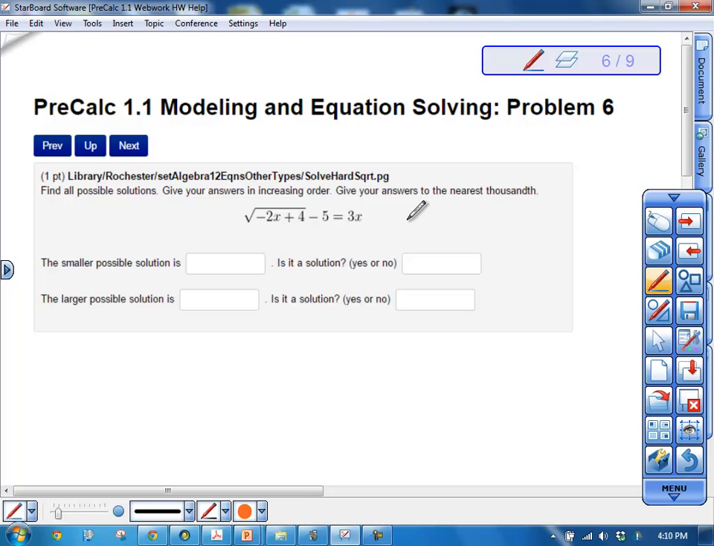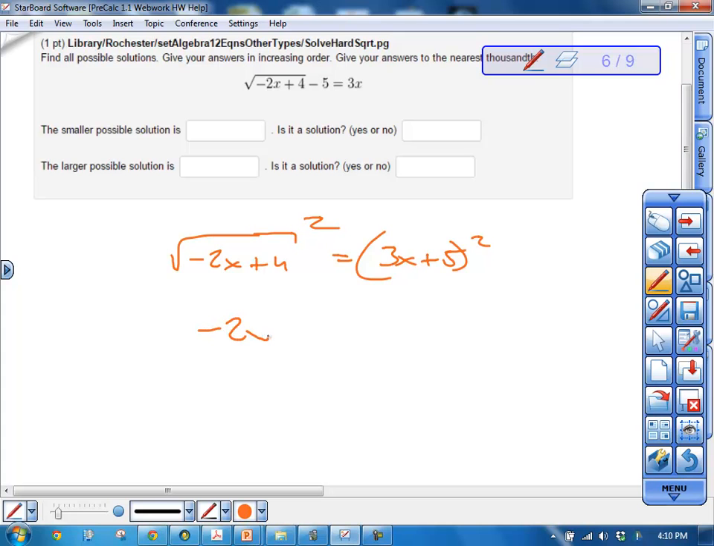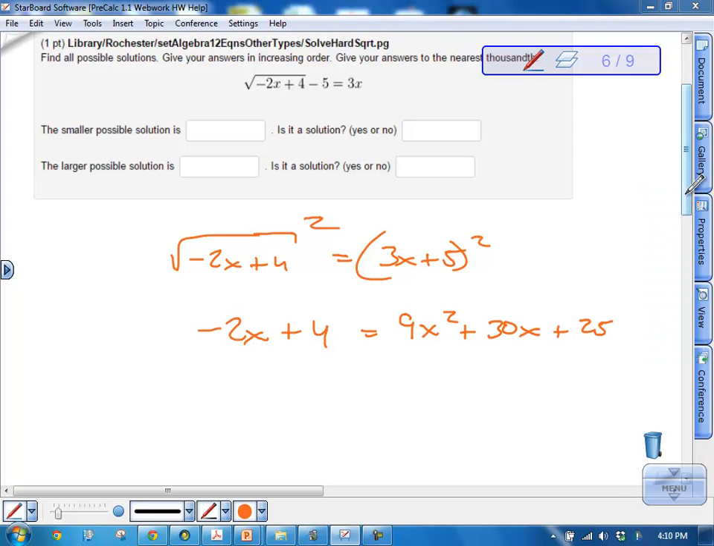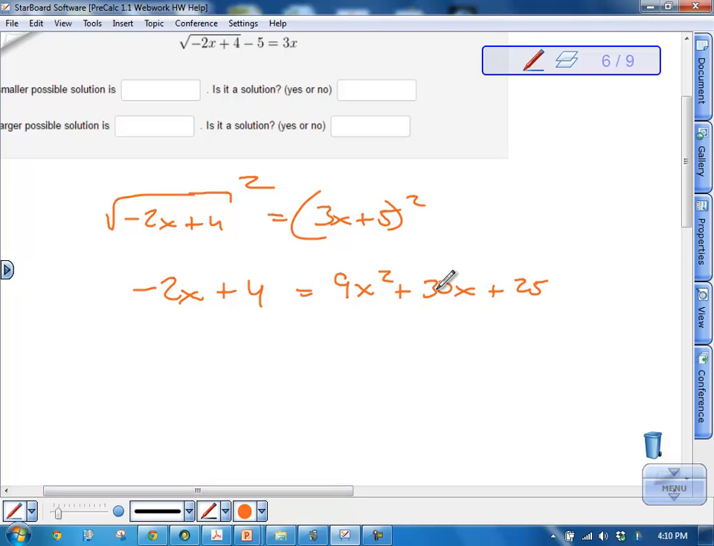Okay, let's try to solve another equation. This is a different one, it's got a radical in it. So let's move the 5 over to the other side by adding 5 to both sides. Then let's square both sides. That gives me negative 2x plus 4 equals, and then if I FOIL this, we've got 9x squared plus 15x and 15x would be 30x, plus 25. Looks like we got a quadratic, so I'm going to add 2x to both sides, make this 32. And then I'm going to subtract 4 from both sides, making this 21.